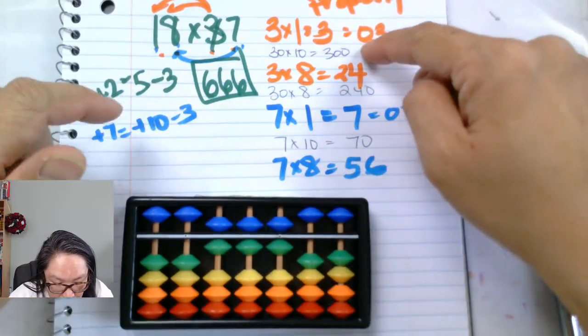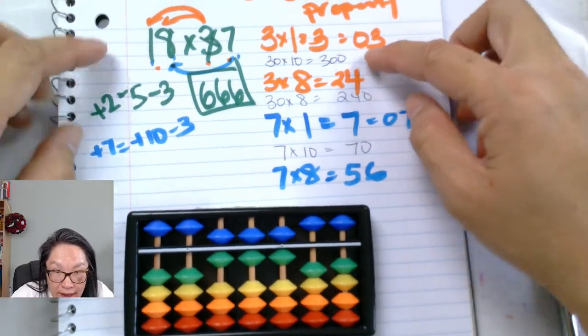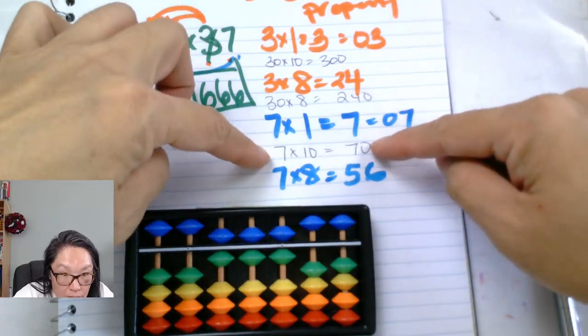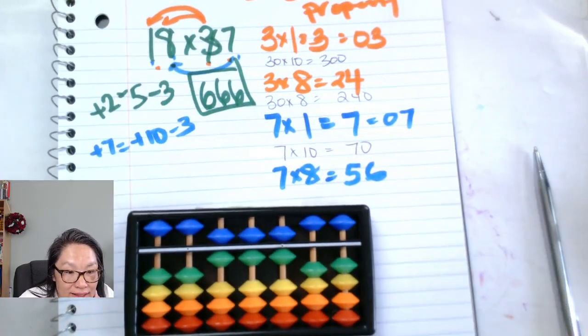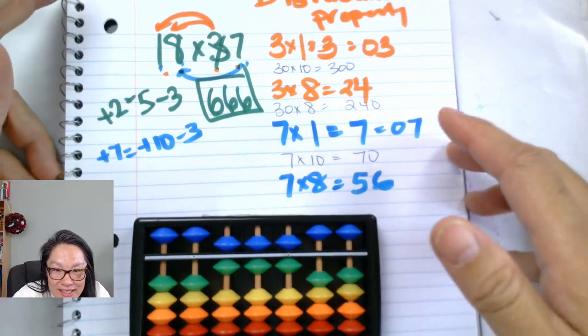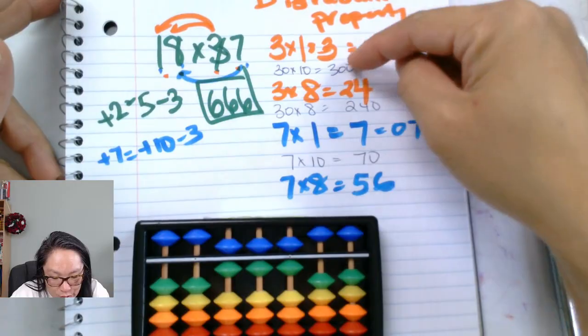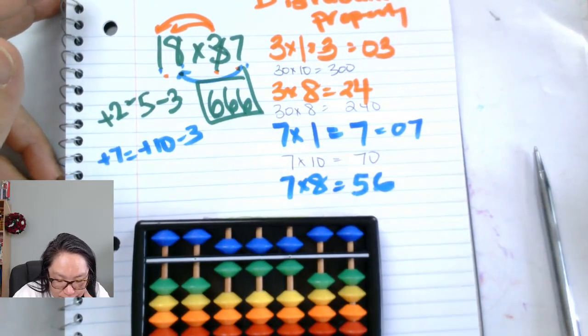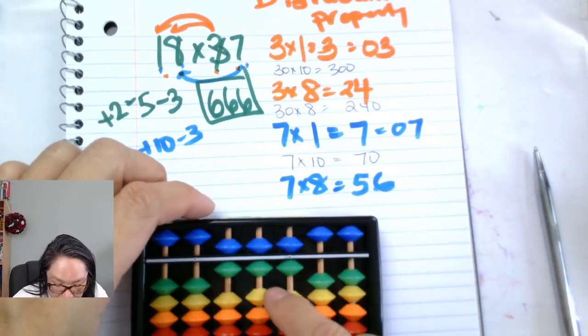So again, if you notice, the mainstream math is this. But we don't need to do this, right? Does that make sense? So then what we're doing is you can add it all together, or you can use the abacus to help you. It's up to you.